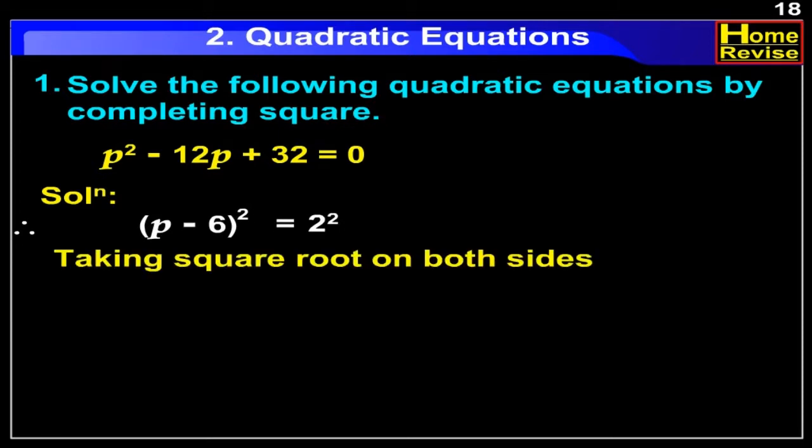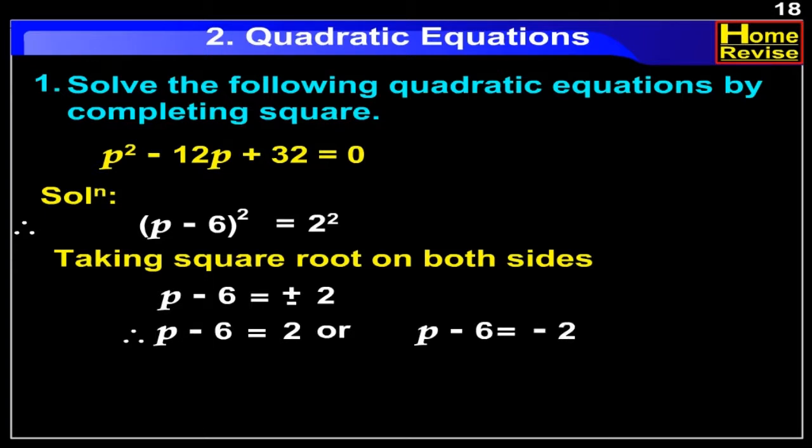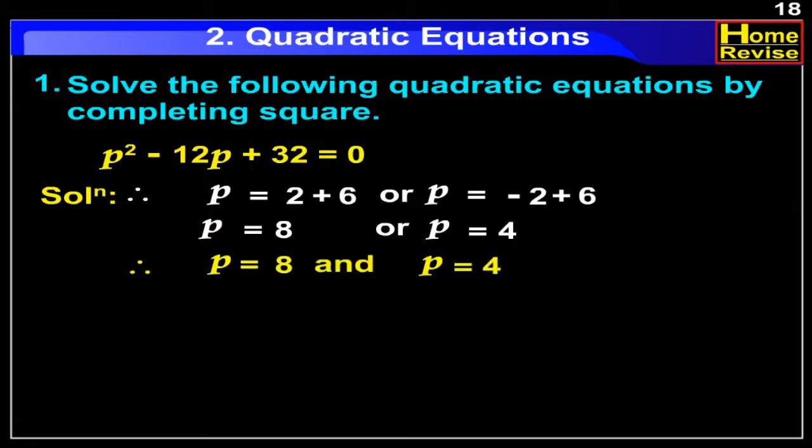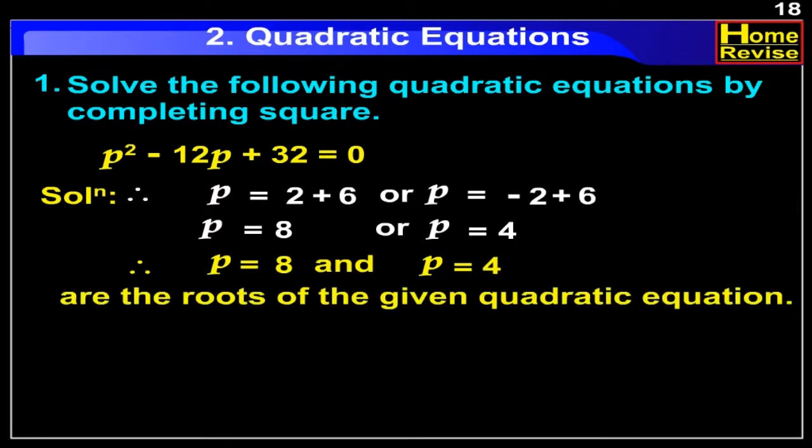Taking square root on both the sides, we get p minus 6 is equal to plus or minus 2. Therefore, p minus 6 is equal to 2 or p minus 6 is equal to minus 2. Therefore, p is equal to 2 plus 6, which is equal to 8, or p is equal to minus 2 plus 6, which is equal to 4. Therefore, 8 and 4 are the roots of the given quadratic equation.